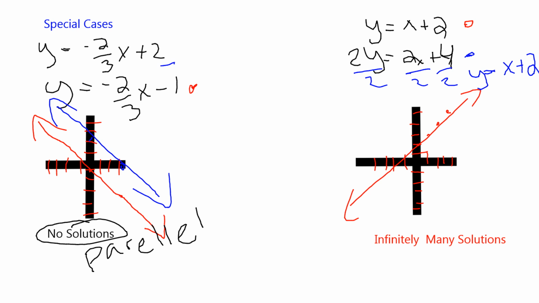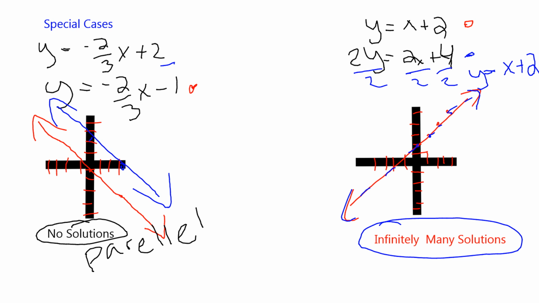Well, I start at 2 and I go up 1 over 1, up 1 over 1, up 1 over 1. This is looking really familiar. Well, it is the same exact line. That means any coordinate pair on that line, even decimals, will work for both of those equations. That means the answer is infinitely many solutions.